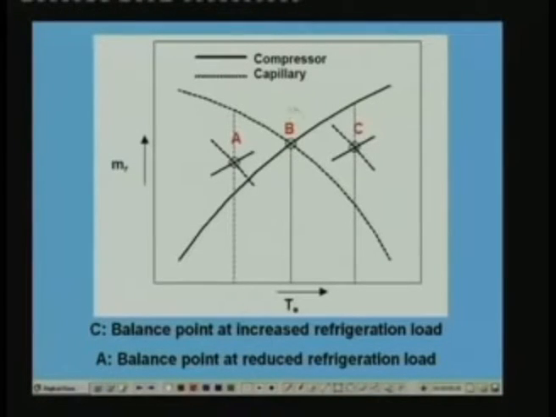As I said, let us say that this is the initial balance point, and then suddenly there is an increase in load. Once the load increases, the evaporator temperature, as I said, increases. Let us say that this is the new evaporator temperature under increased load.